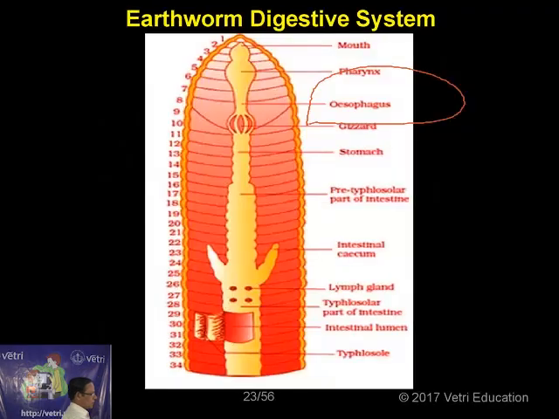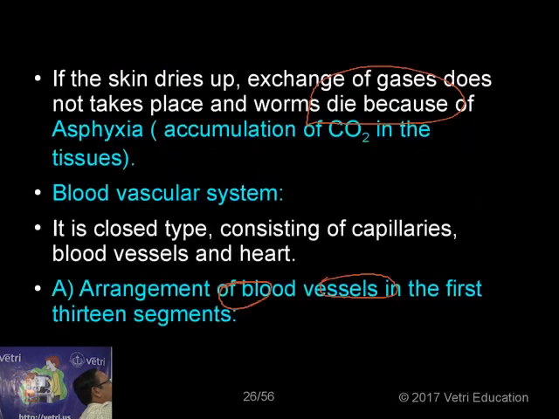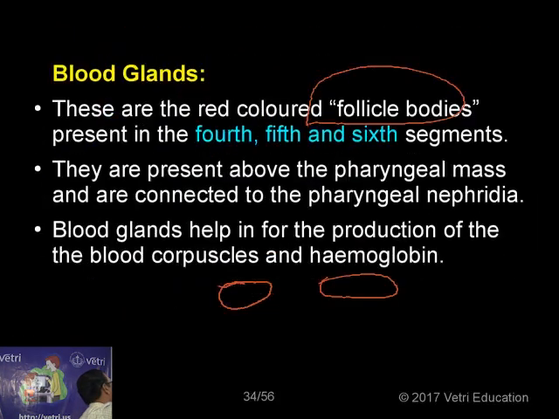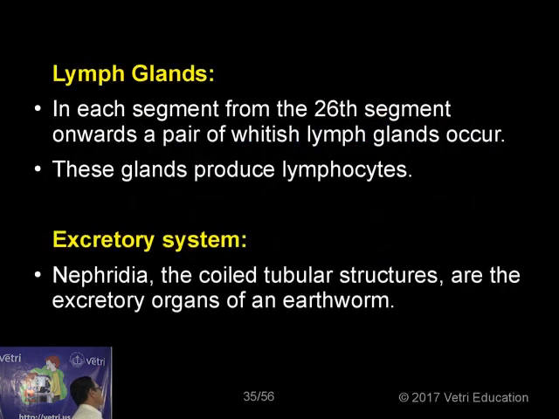Now you see that one, the lymph glands. This is formed from the 26th segment onwards, one pair in each, attached to the dorsal wall of the intestine, concerned with the production of the lymphocytes. That is the lymph gland, starting from 26. You have to remember the nature of the segments, normally from where the glands are being started. So they are concerned with the production of lymphocytes.